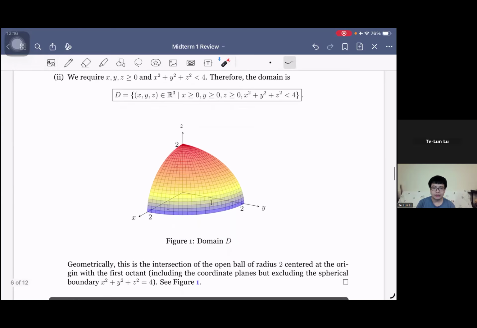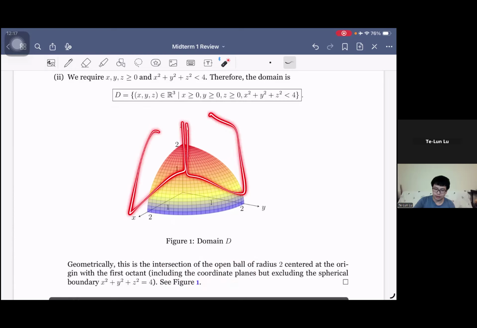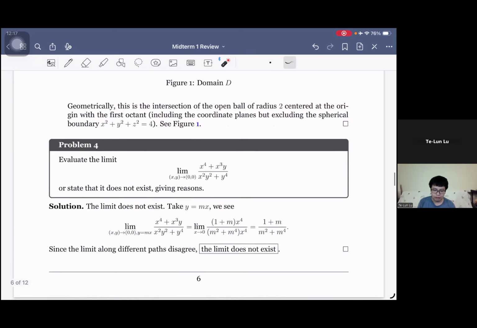So geometrically, it looks like this. This is the domain. And you can describe it as the intersection with the open ball. Open means that it does not contain the outer layer. So you can see that I wrote down here that it includes the coordinate planes, which is this, and this, but it does not include the spherical boundary, x squared plus y squared plus z squared equals 4. Okay? Right, so that's for the domain.